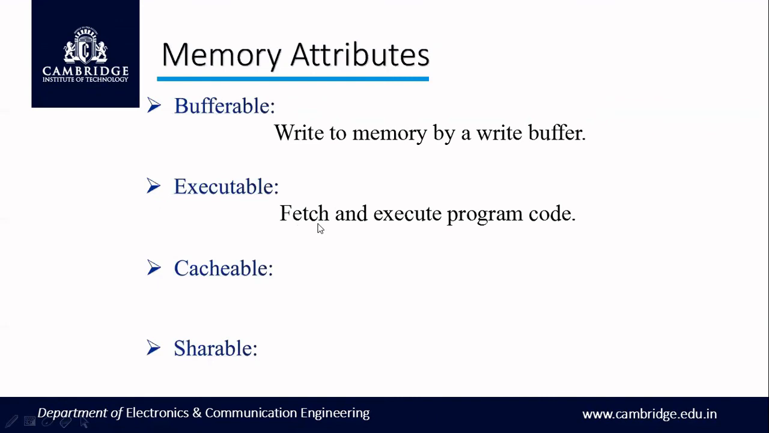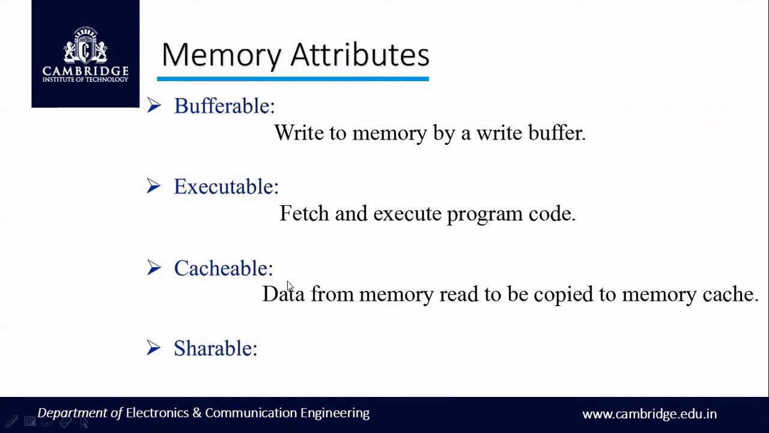If you can do so, then we say that it is bufferable. Executable is you should be able to fetch the codes from that particular memory region and execute the program. Cacheable is data from memory read to be copied to the memory cache. That is, this attribute speaks about reading the data from the memory location specified. So whether it is possible for you to read the data from that memory region and copy it into the cache memory. If that is possible, then we say that it is cacheable. So here bufferable speaks about writing. Cacheable speaks about reading the data from the memory region, right?